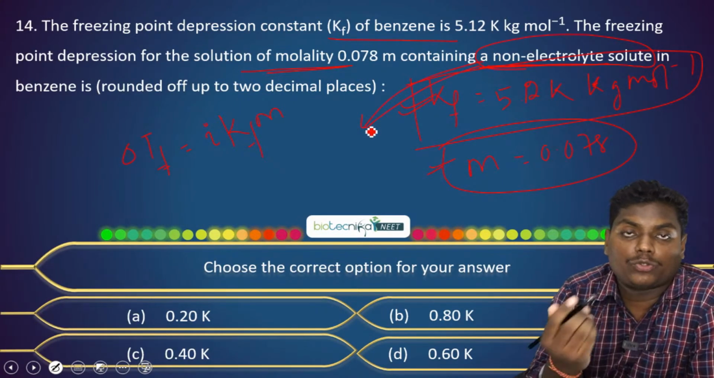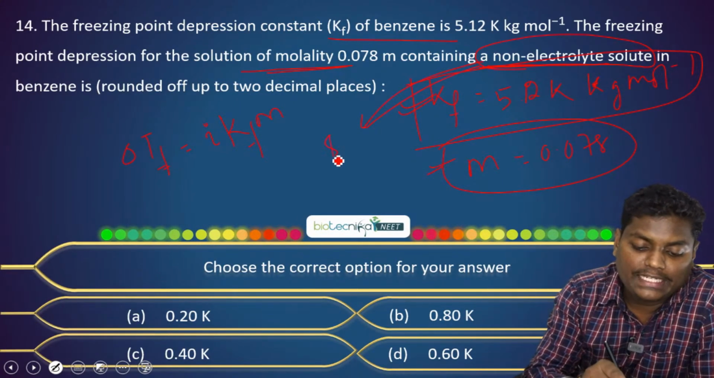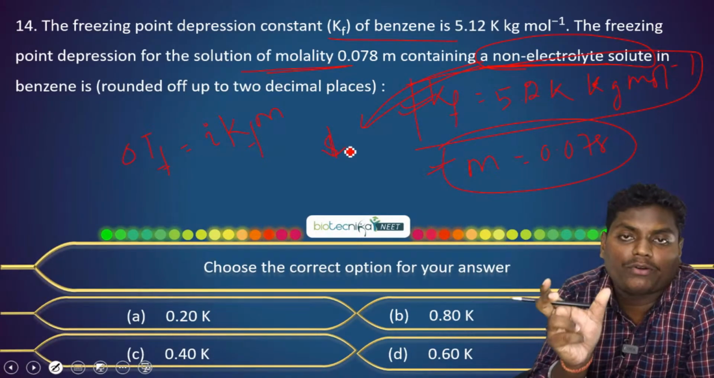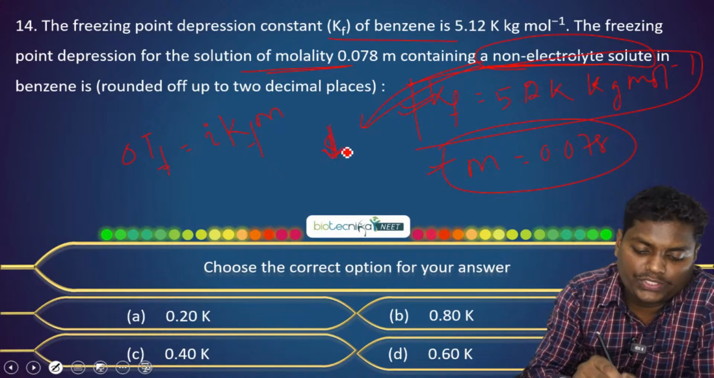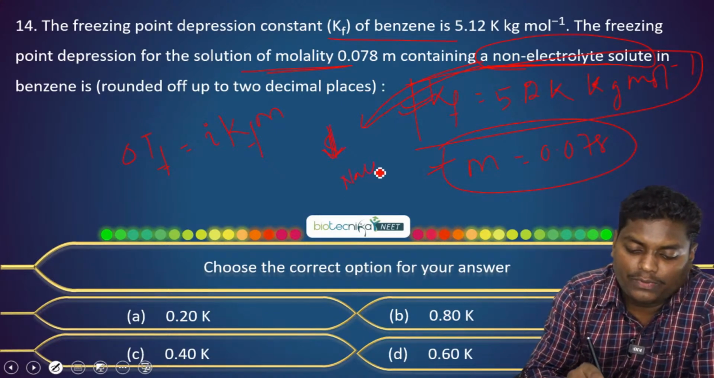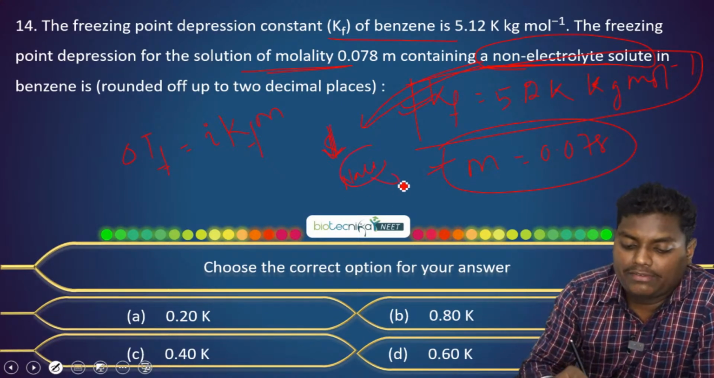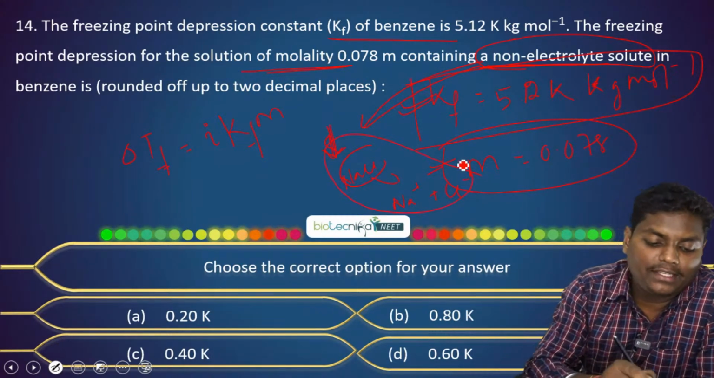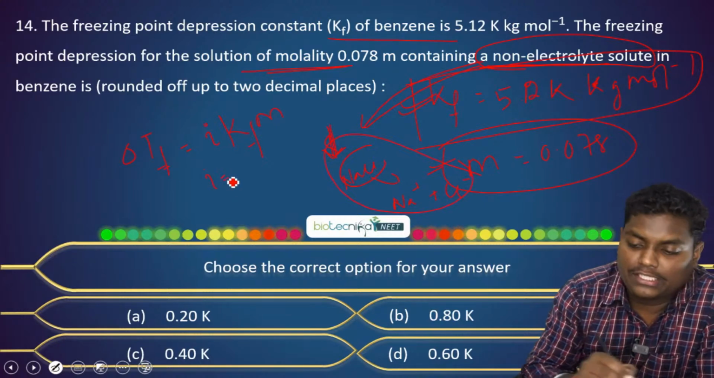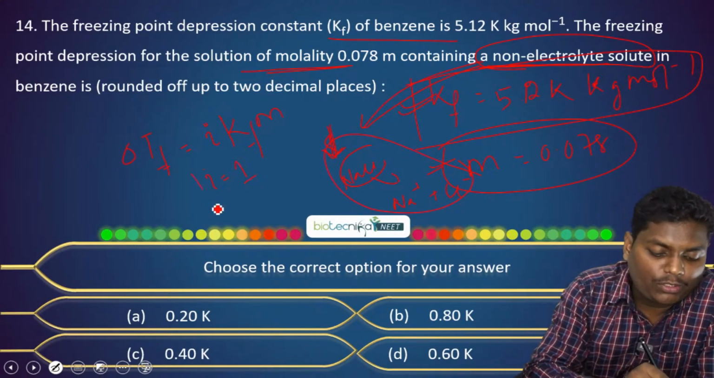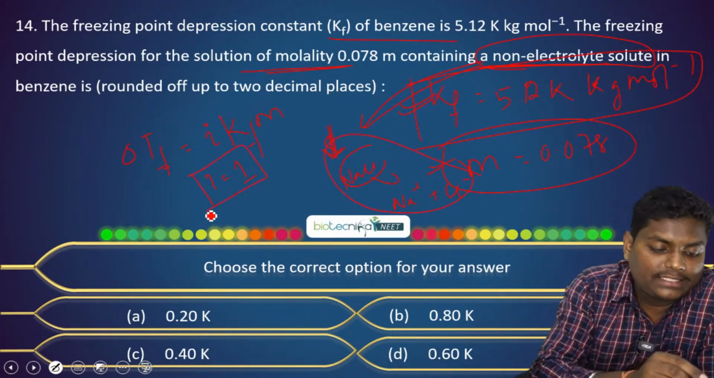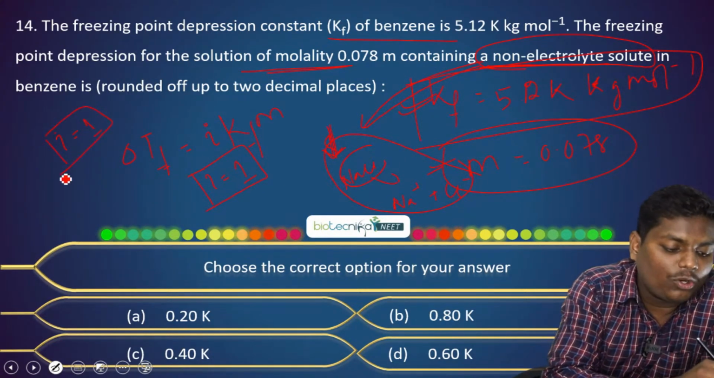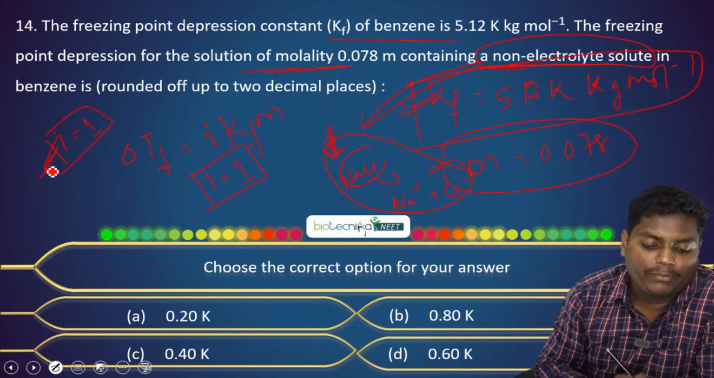Now, what is a non-electrolyte solution? Non-electrolyte solutes are those compounds which, when dissolved in solution, do not dissociate. The compound remains intact. For example, let's say NaCl. When this NaCl dissociates, it will give Na plus and Cl minus, so it is dissociating. This is the electrolytic solution. Okay, so for a non-electrolytic solution, the Van't Hoff factor is 1. This is the important thing. For a non-electrolyte, the Van't Hoff factor is 1. This thing you need to remember.